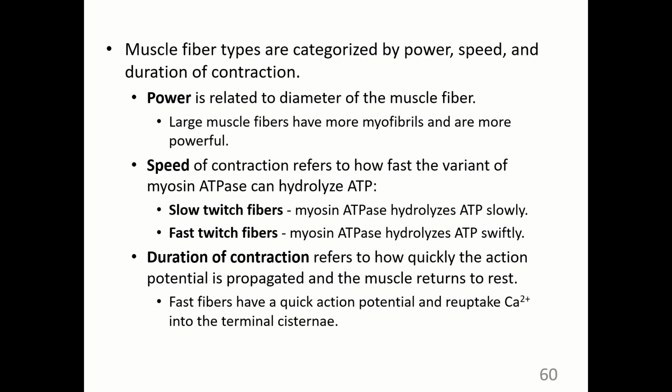So for power, large muscle fibers have more myofibrils and are thus more powerful than smaller muscle fibers. For speed, slow twitch fibers will hydrolyze ATP slower than fast twitch fibers. For the duration of contraction, fast fibers have a quick action potential and reuptake of calcium into the terminal cisternae, meaning they return to rest quicker than slow fibers.